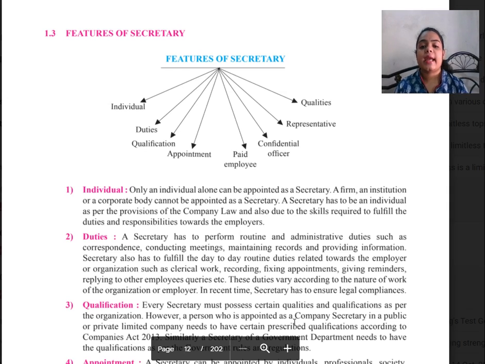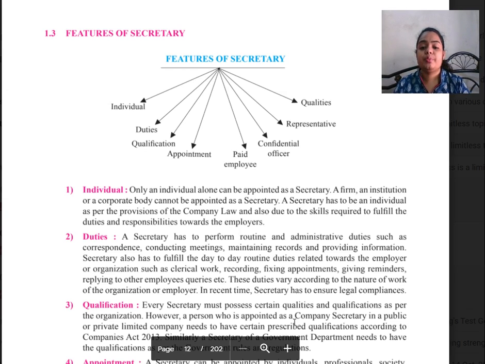Only an individual alone can be appointed as a secretary. A firm, an institution, or a corporate body cannot be appointed as a secretary. A secretary has to be an individual as per the provisions of company law, and also due to the skills required to fulfill the duties and responsibilities towards the employers. A secretary has to follow all the provisions stated by the company law, and all the skills specified by the company law he shall fulfill, and he shall do all the required responsibilities stated by the company law. Next, we have duties.